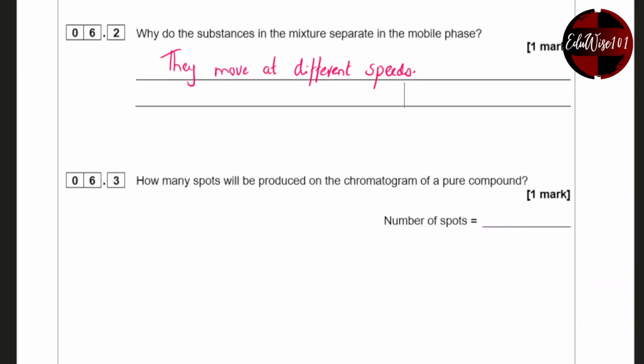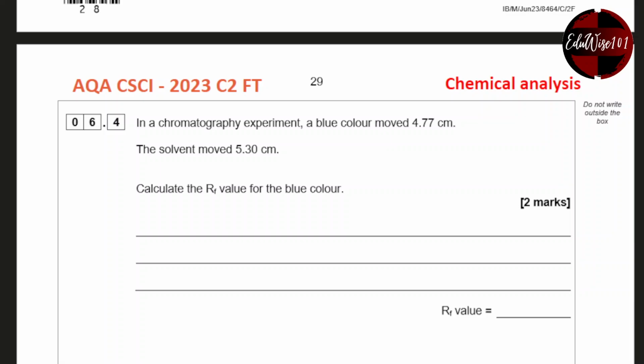How many spots will be produced from the chromatogram of a pure compound? Well, if it's something pure, you're only going to get one. So the number of spots will be 1. If it produces a single spot, that's how you can verify that it's actually pure. In a chromatography experiment, a blue color moved 4.77 centimeters. The solvent moved 5.3 centimeters. Calculate the RF value for the blue color.